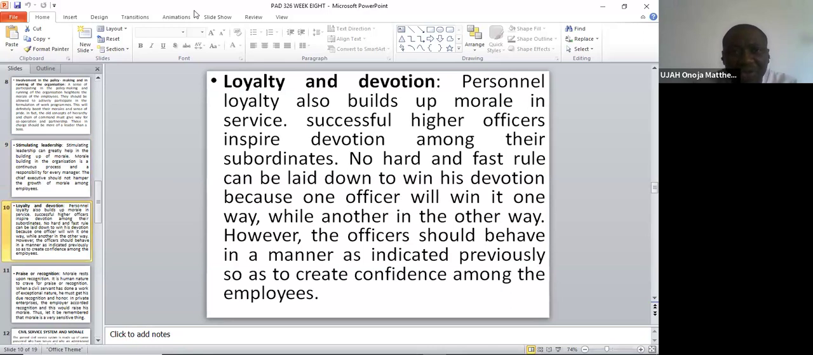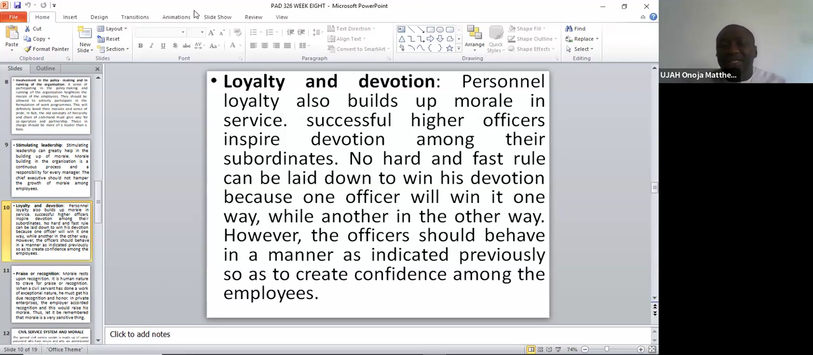Loyalty and devotion is also another aspect of boosting morale within an organization. Personnel loyalty also builds up morale in service. Successful higher officers inspire devotion amongst their subordinates. No hard and fast rules can be laid down to win their devotion, because one officer will win it one way while another in another way. However, the officers should behave in a manner as indicated previously so as to create confidence amongst the employees.